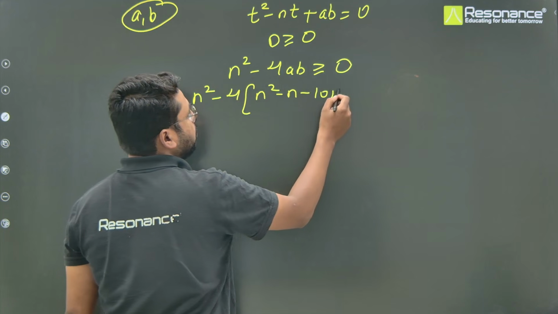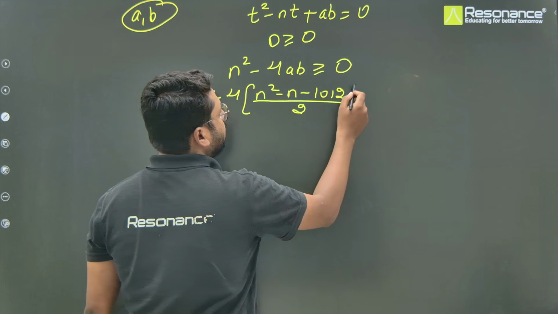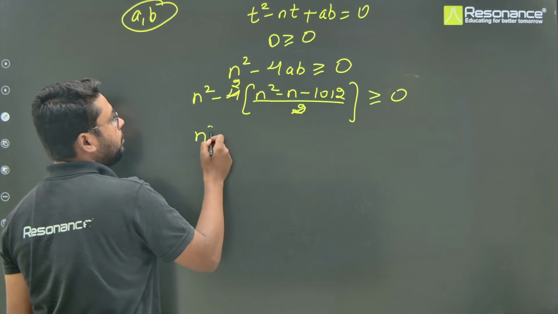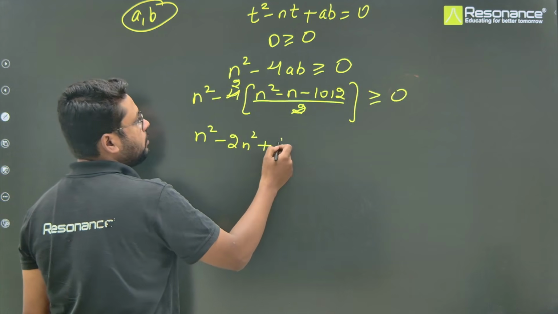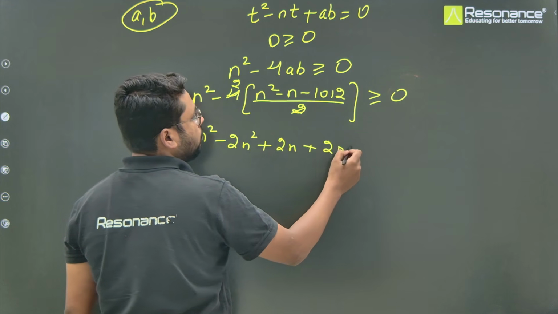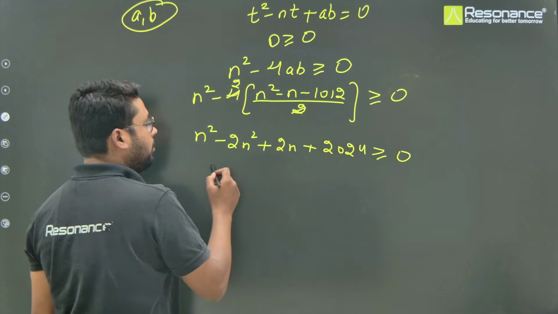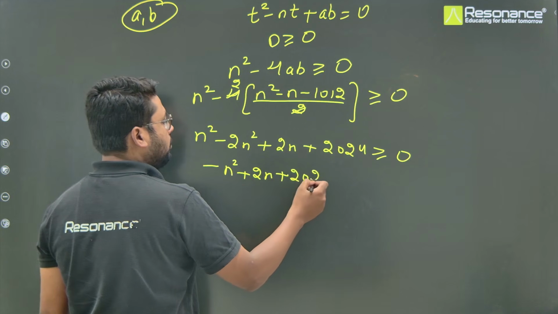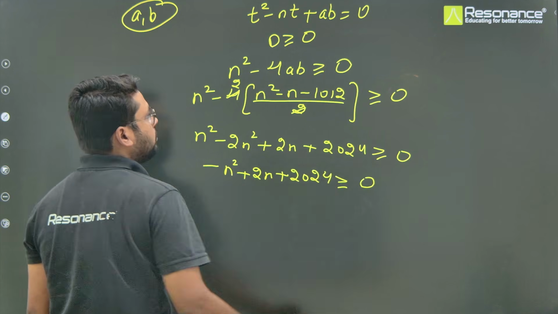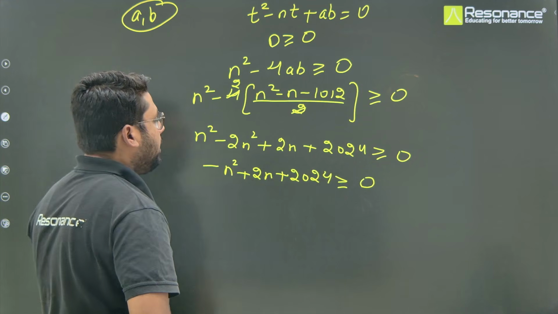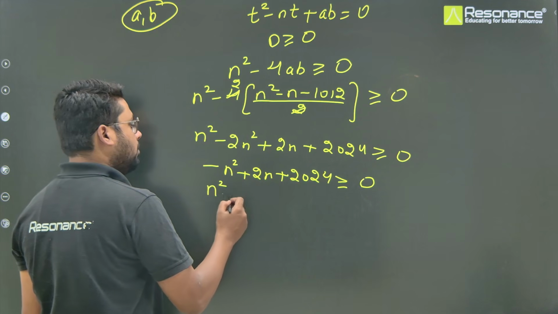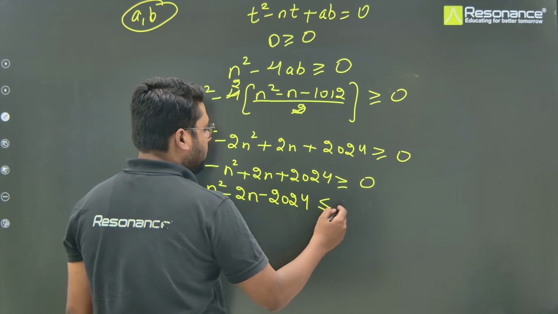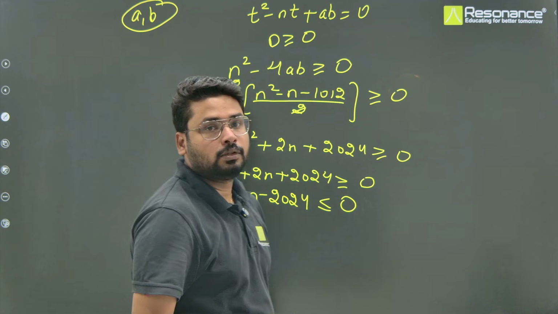n square minus 4 times (n square minus n minus 1012) divided by 2 greater than or equal to 0, or you can say n square minus 2n square plus 2n plus 2024 greater than or equal to 0, or minus n square plus 2n plus 2024 greater than or equal to 0. Now if you take negative common, n square minus 2n minus 2024 will be less than or equal to 0.